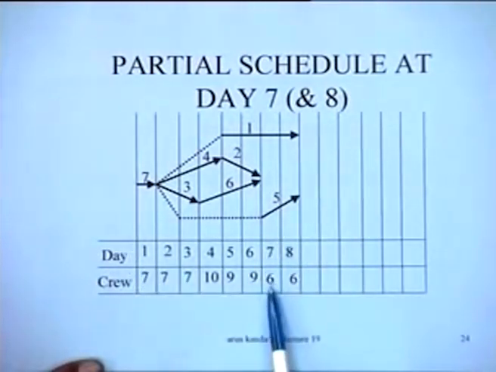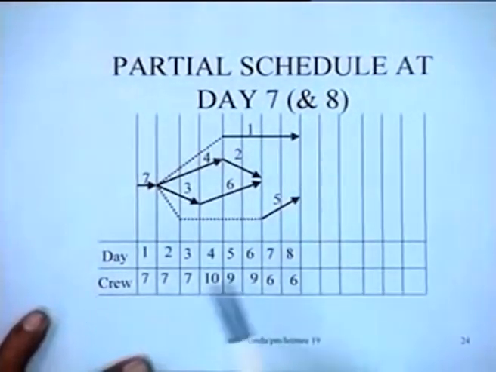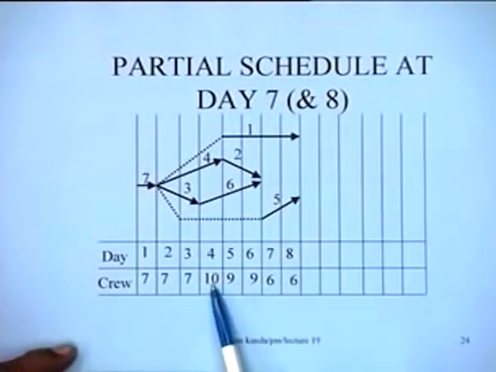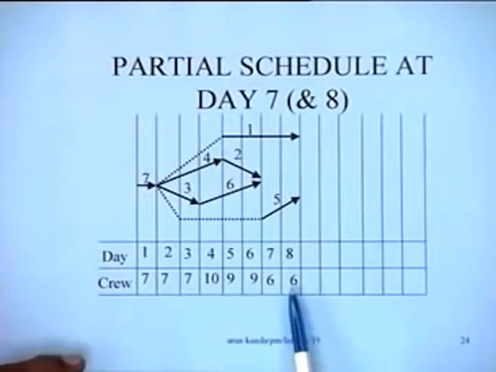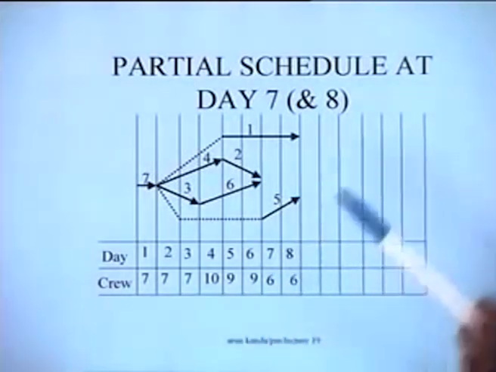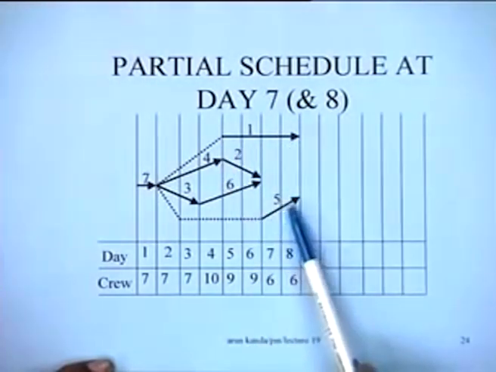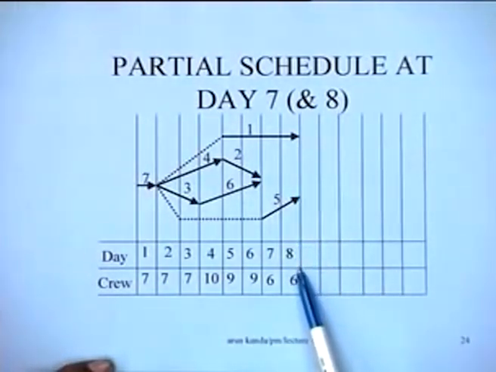So really speaking, the crew requirement is 6 and 6 on both the days, and we have been able to build up the schedule up to this particular point in time, where we know that the total crew availability touched a figure of 10 on the 4th day, 9 on day number 5 and 6, and thereafter it is being controlled within this particular figure as shown here. So on days 7 and 8 we see that job number 1 and job number 5, both of them are going to be completed at the end of day 8.